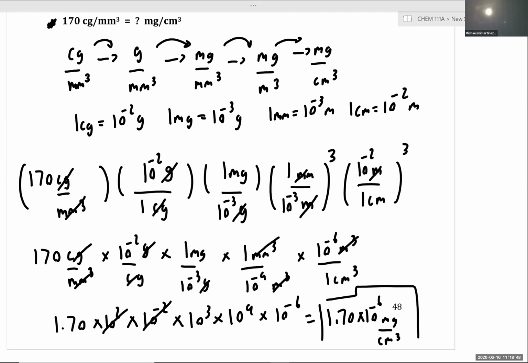Does that make sense to everyone? Any questions? Oh, wait, one moment. There was an error in adding my powers of 10. It should be positive 6. There we go. Just checking one more time. Yep. So our final answer is 1.70 times 10 to the positive 6 milligrams per centimeter cubed. Any questions on this example?